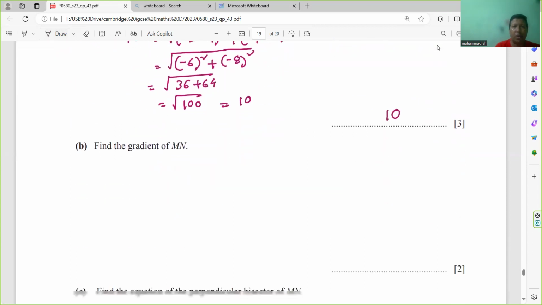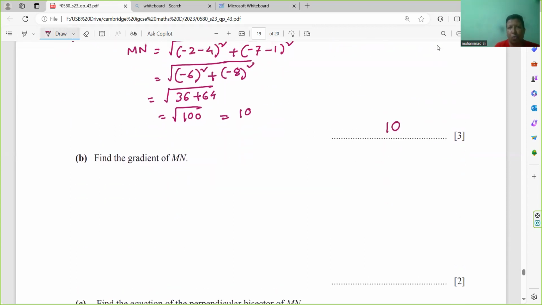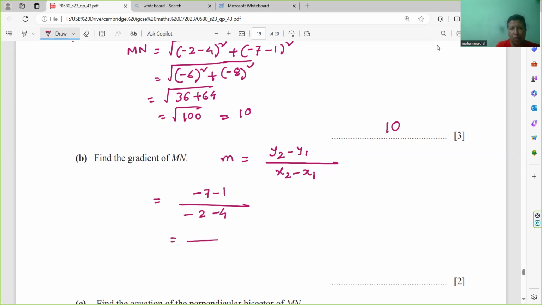Now the gradient. We know the gradient formula, if you have two coordinates, m equals the difference between y coordinates, like we have to write y2 minus y1 divided by x2 minus x1. This is the gradient formula. Here you can write m equals minus 7 minus 1 divided by minus 2 minus 4. So finally we get minus 8 by minus 6, minus minus cancel. So it will be 4 by 3. So this is our gradient, 4 by 3.